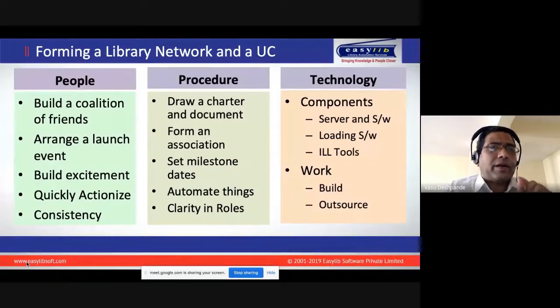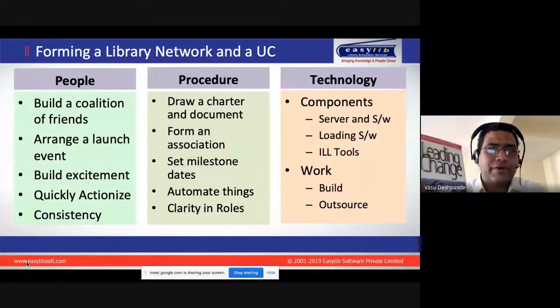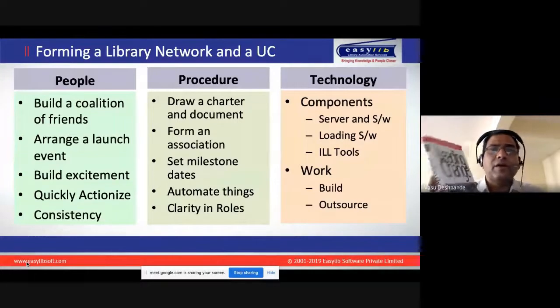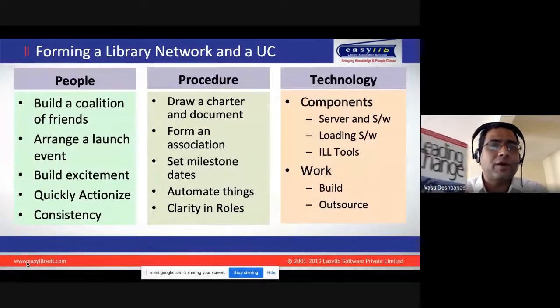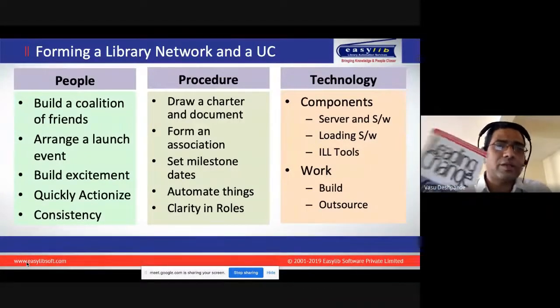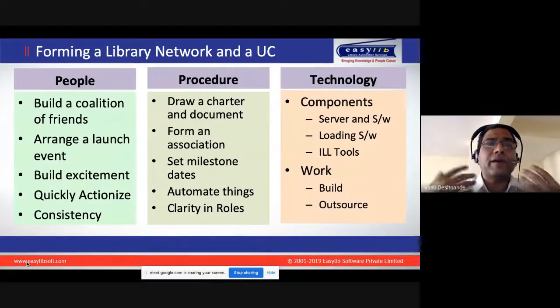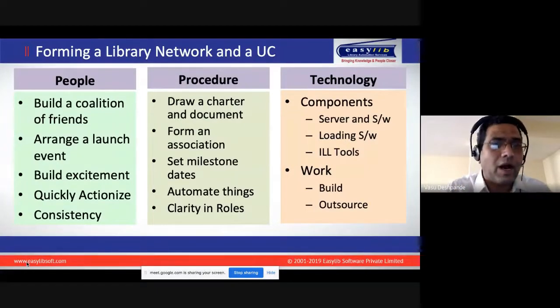All right. So, where were we? Forming a union catalog and library network, right? You want to first build the coalition. So that's where we are. I would suggest, many of you already have this book. If not, it's a highly recommended book. No matter which college you are, it is worth getting one. So you want to build a coalition of people to build excitement about why this union catalog is going to help, and how it's going to help.